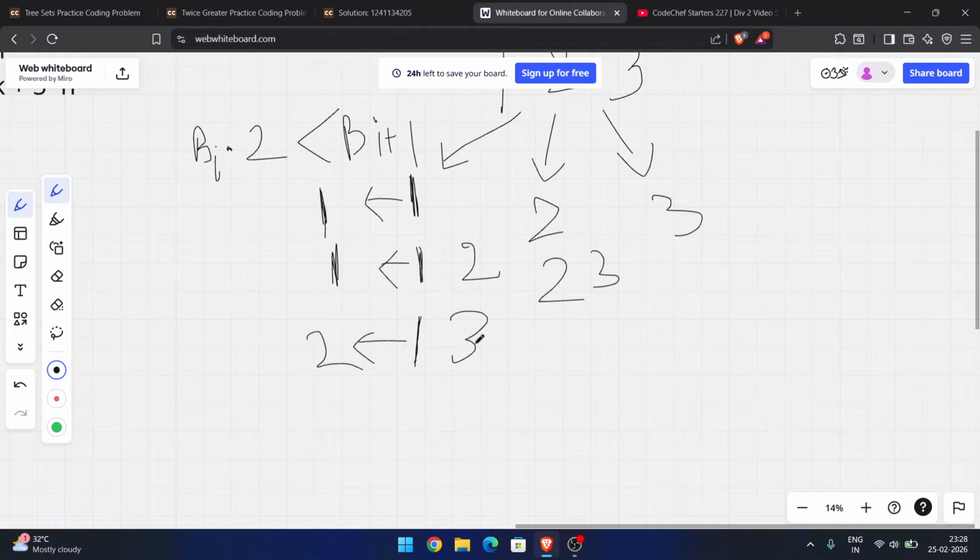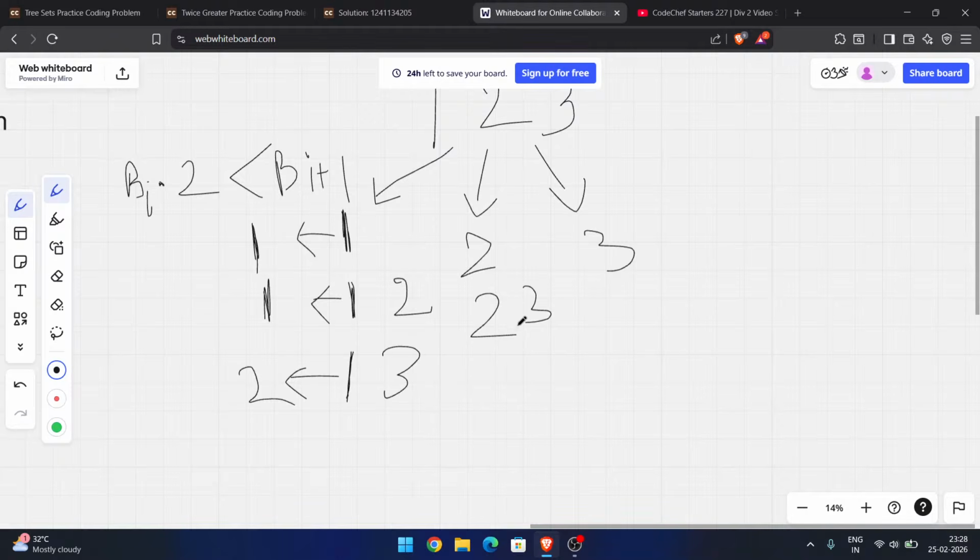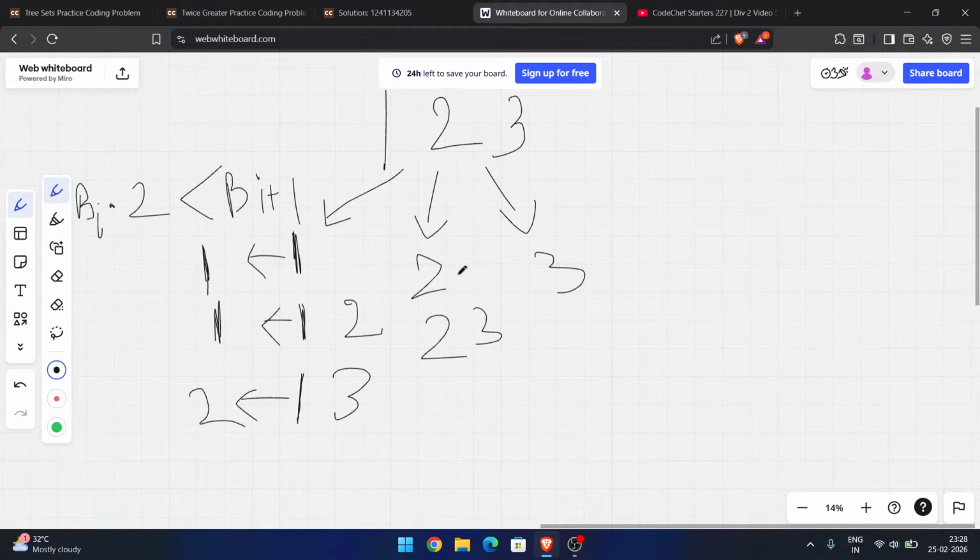So we can take 2. Okay. Now if we take 2 as our first element, then it would give us answer 1 only.